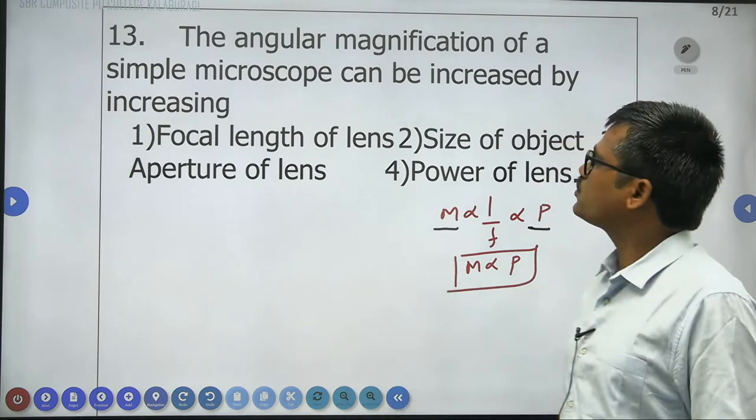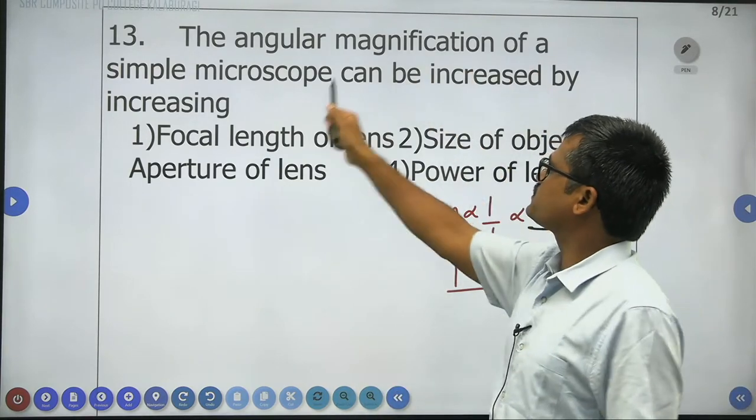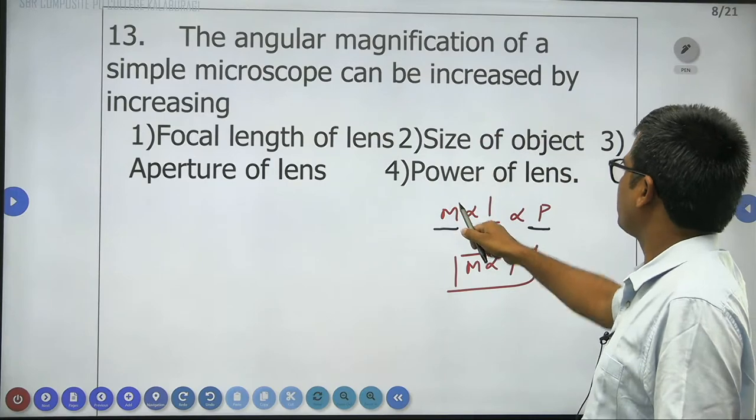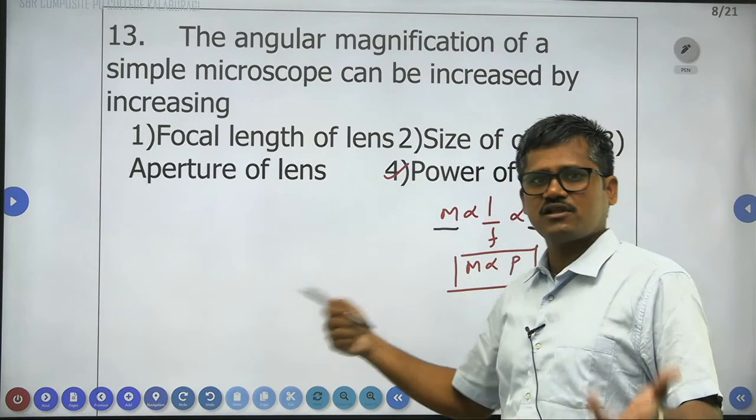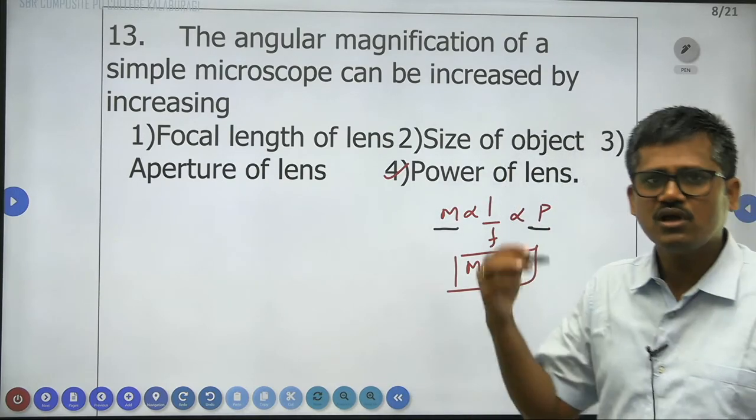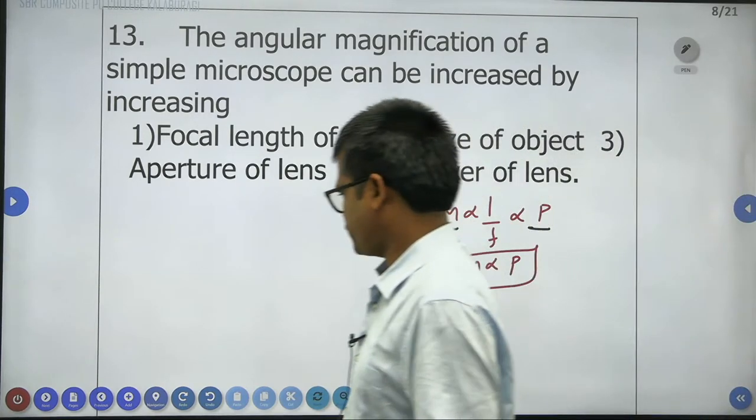Then definitely I could say the angular magnification of a simple microscope can be increased by increasing the power. So I'll go with the power of the lens. If I increase it, then definitely the magnifying power of the lens will also increase. Done? Okay, next one.